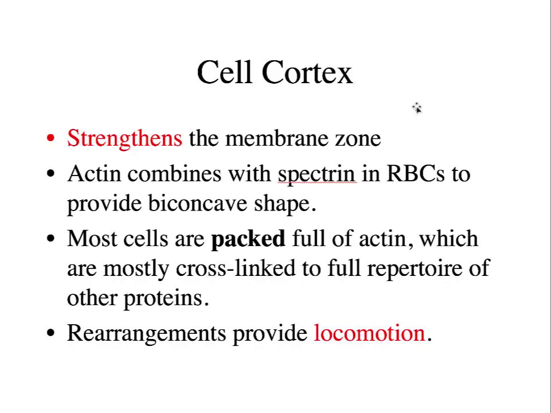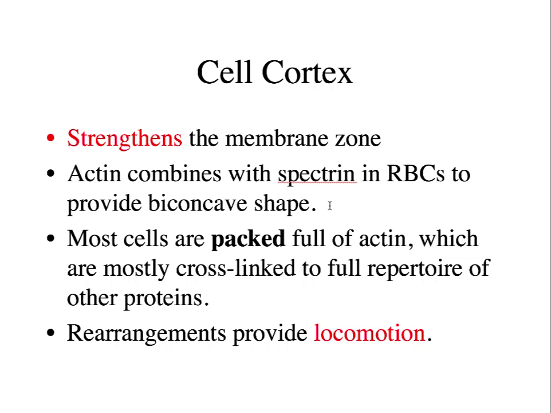If we turn our attention back to chapter 11, there we learnt that the inner surface of the plasma membrane needs to be strengthened, otherwise it's too flimsy on its own. And this is where the cytoskeleton comes in. The actin filaments form a network to strengthen the membrane region, and that's called the cell cortex. There, actin combines with another protein called spectrin in red blood cells to provide them with their biconcave shape.